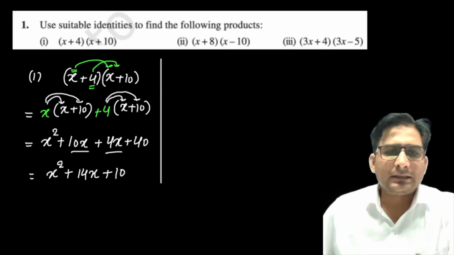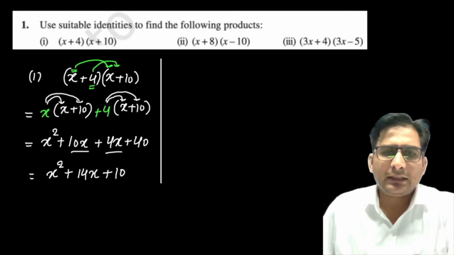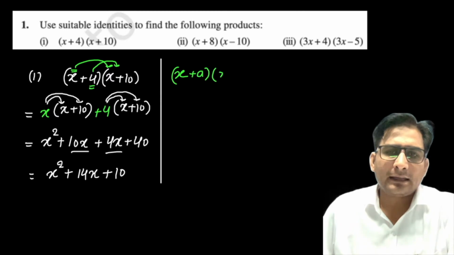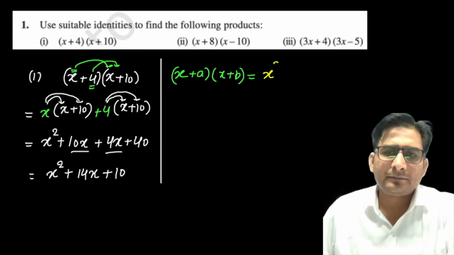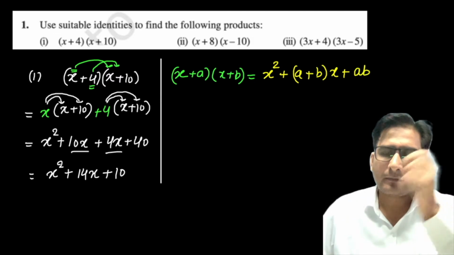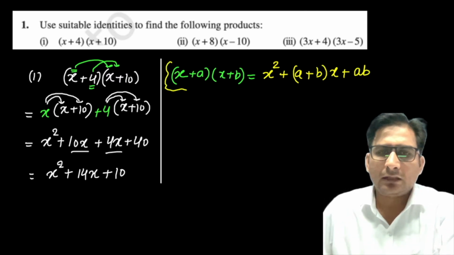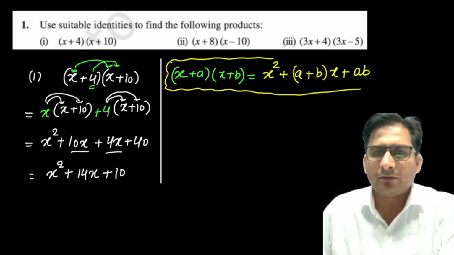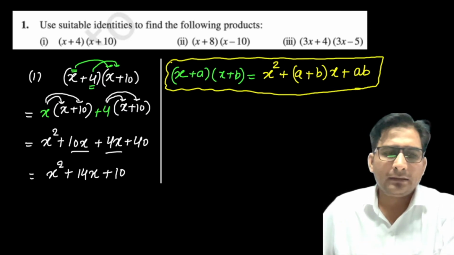So if you look at this, this is the simplification where directly we have opened the bracket. And if you want to solve this by using the identity, we have an identity here: x plus a and x plus b can be written as x square plus a plus b x plus ab. So this is the identity here. So now we have to simplify this with the help of this identity directly, right?